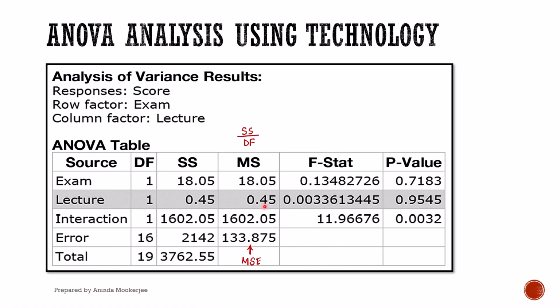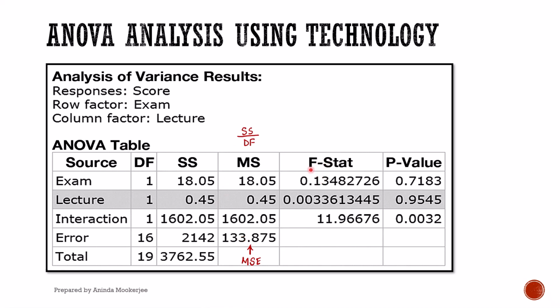For lecture, it's the same thing. The SS for lecture divided by the corresponding degrees of freedom, which is 1, and that's why we have an MS value of 0.45. Interaction, again, same thing. Because all of these DFs are 1, the SS and MS values are the same. But normally, if degrees of freedom is something other than 1, then the MS and SS values will be different, right?